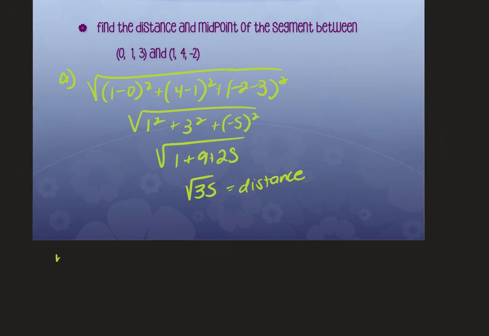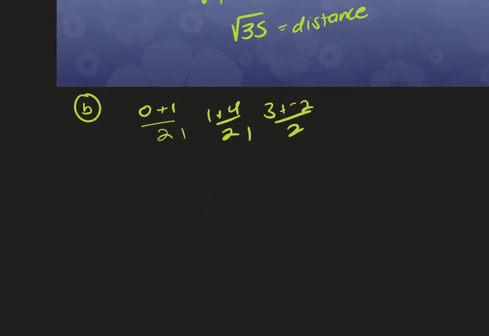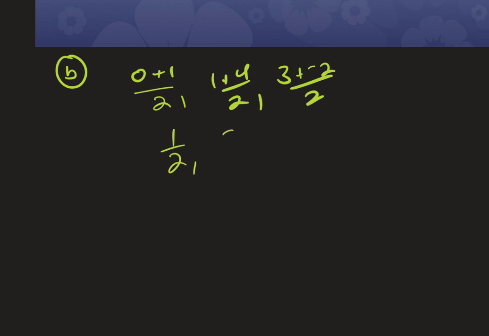And then B is your midpoint, so we add them. 0 plus 1 divided by 2. 1 plus 4 divided by 2. 3 plus negative 2 divided by 2. 1 half, 5 halves, 1 half.